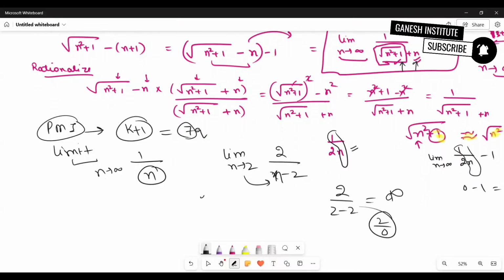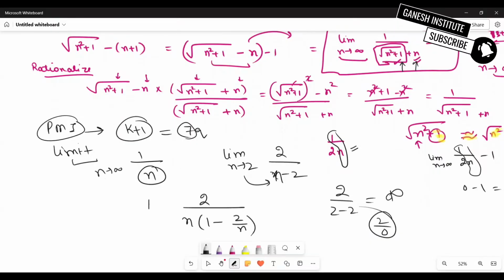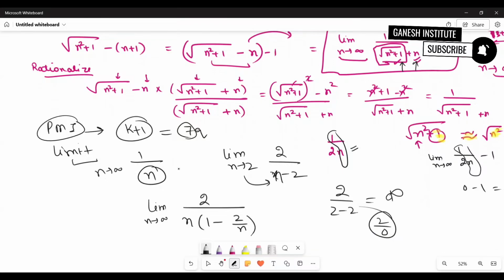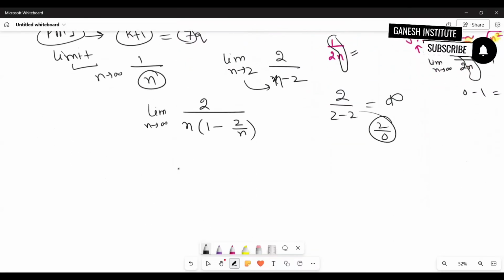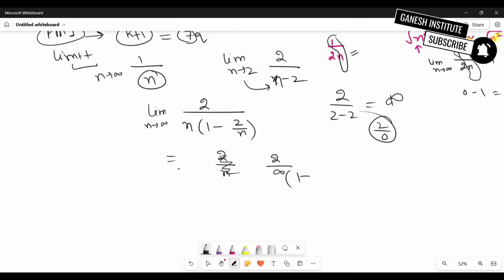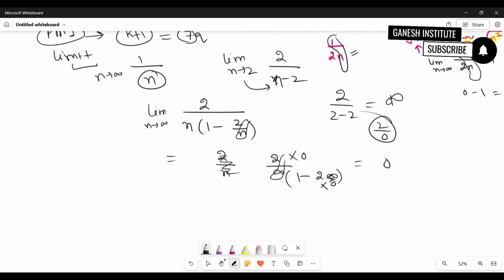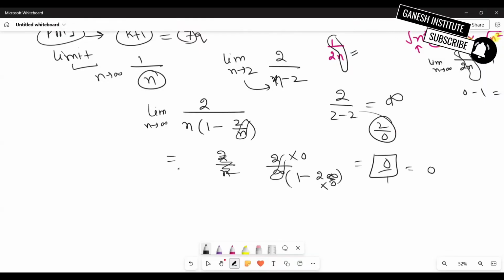So if it is n minus 2, then what should I do? I should take n as common. And as soon as I take n common, now I can substitute. If I substitute n as infinity, so 2 by n, that is 2 by infinity, and here 1 minus 2 into 1 by n, I know it is 0. Correct? 1 by infinity, I have 0. So the answer is 0 now. 0 by 1, that is the defined form. Are you getting my point?